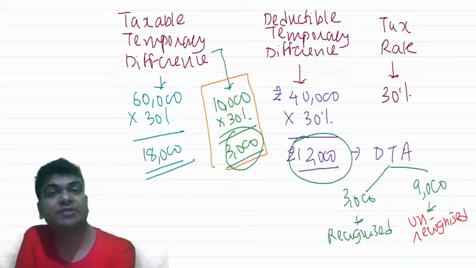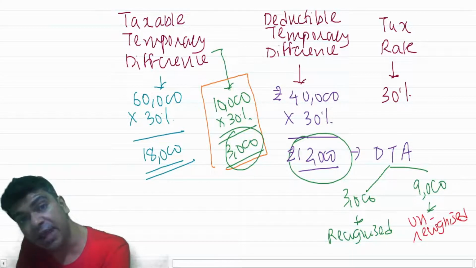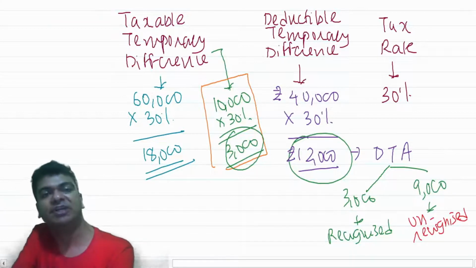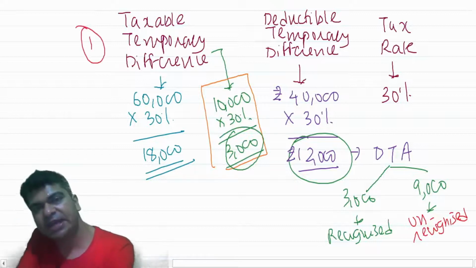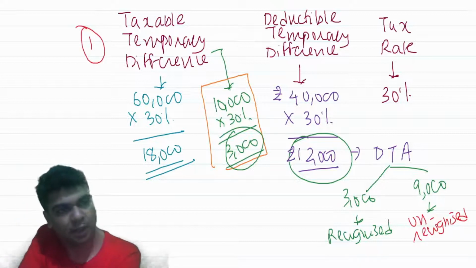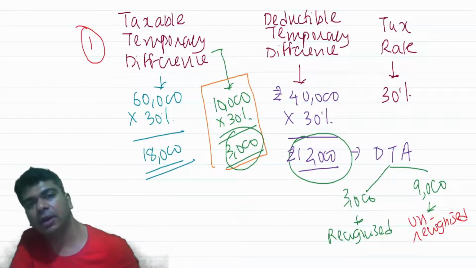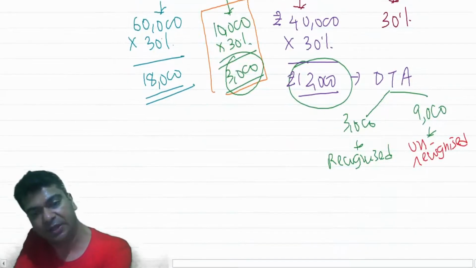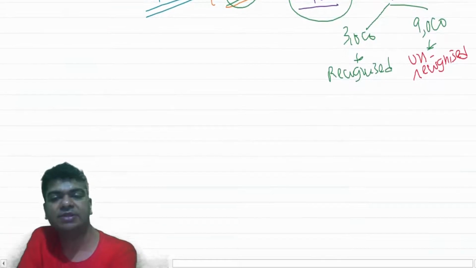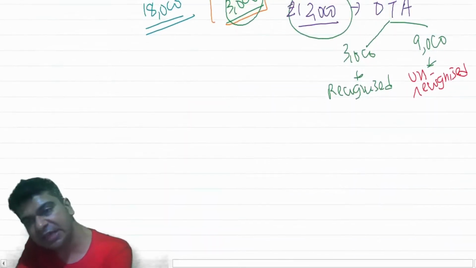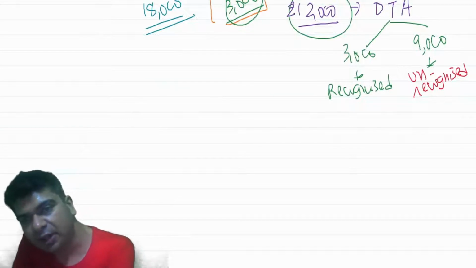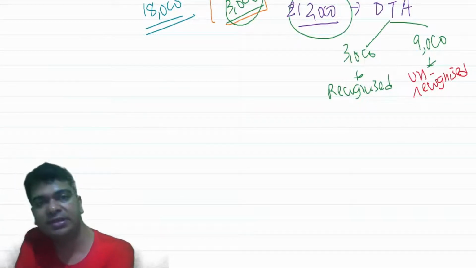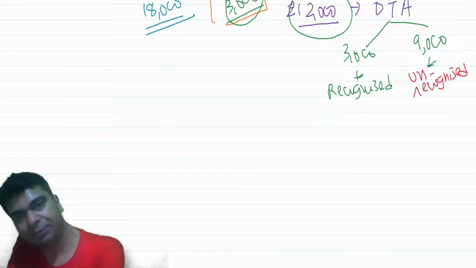But let us say the taxable temporary difference is not there or is not sufficient. As I said, this was the first step or the first criteria. In chronological order, now you will go for the second criteria. So let's understand now the second criteria. As we realize at the end that 3,000 rupees of DTA has been recognized by us, but 9,000 of DTA is still unrecognized. What is the second step?